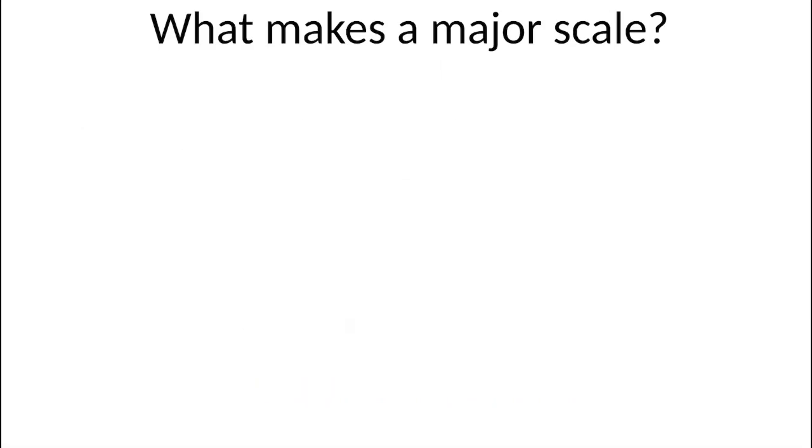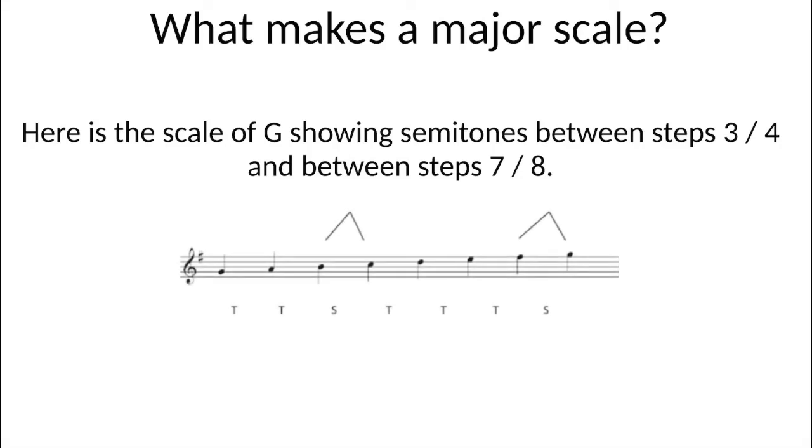We'll look at that in the case of G major. Again, remember we need semitones between 3 and 4 and 7 and 8. If we look at 3 and 4 here, you can see that that is indeed a semitone, a B going to a C, a semitone. But how about 7 and 8? If we look at 7 and 8 here, it looks as if these two notes are making a tone, F to G.